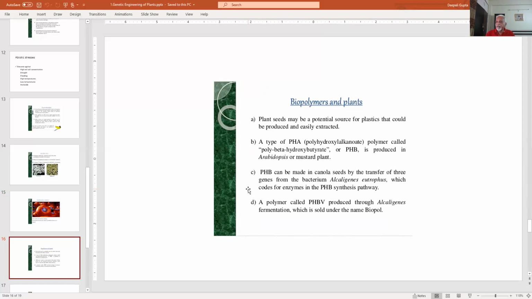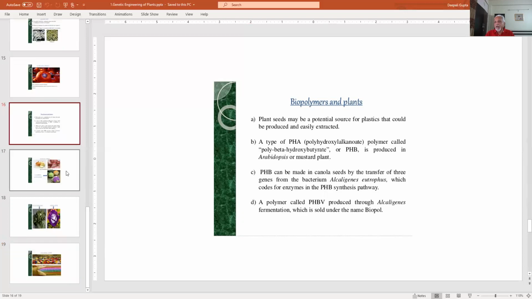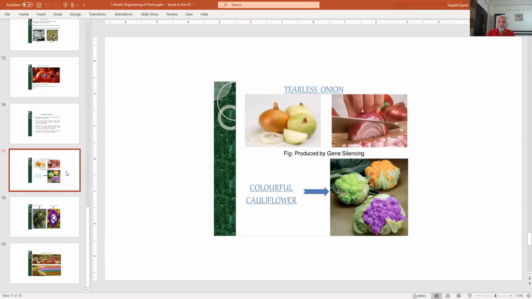So it is very, very safe that way also. And then there are some applications which are very interesting, actually. For example, you are going to have very soon the tearless onion. The gene which is responsible for synthesizing those pungent metabolites in onion has been silenced, so that when you cut an onion, you won't have the tears problem.